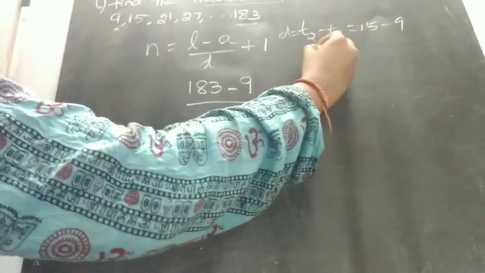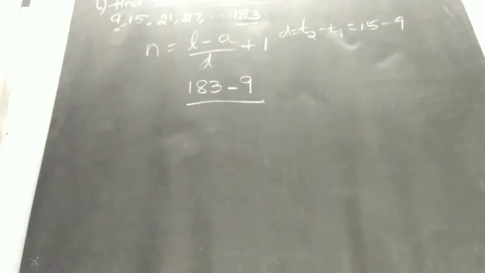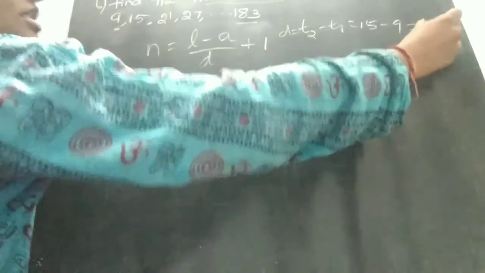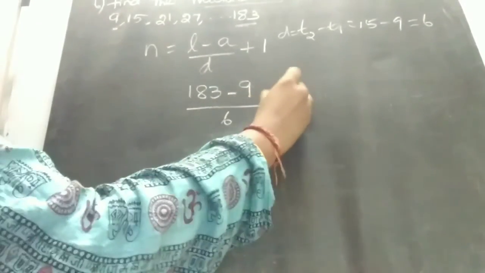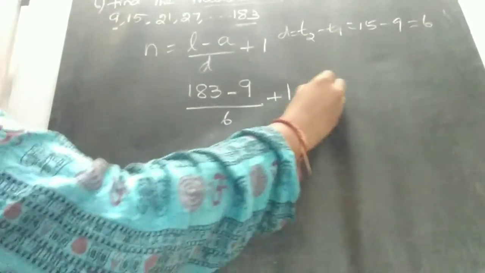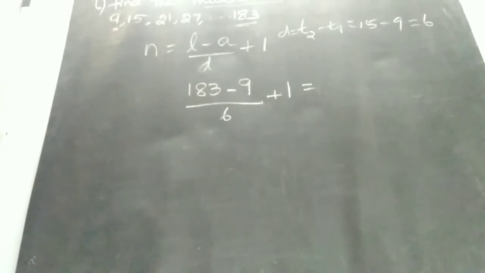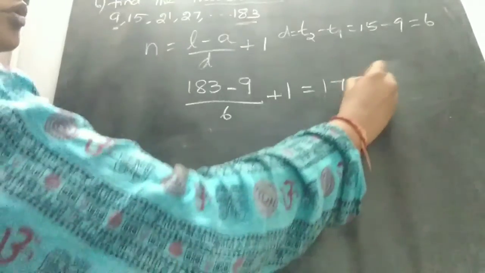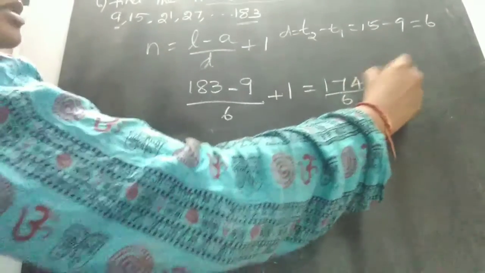Already they told this is an AP. So D will be term 2 minus term 1, that is 15 minus 9. What is 15 minus 9? 6. So D here is 6. So divided by 6 plus 1. That means 183 minus 9, which is 174. Right, 174 by 6 plus 1.